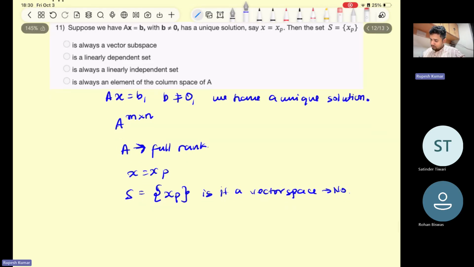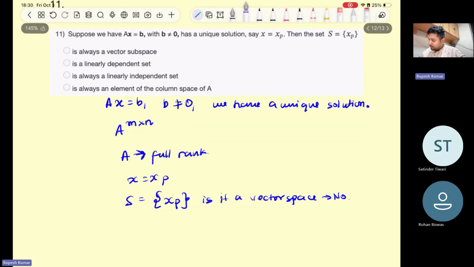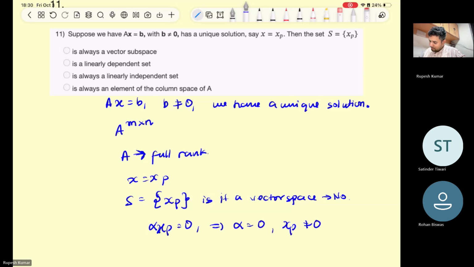Now, is this a linearly dependent set? Again, for linear independence, you can check alpha into xp equals to 0. This implies alpha has to be 0 since xp can't be 0, right? And why xp can't be 0? Can we infer this from the problem statement? Anyone?